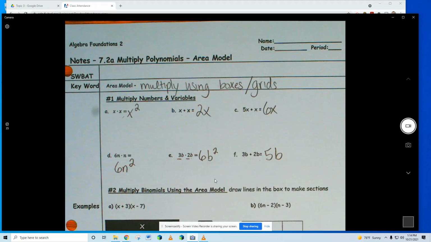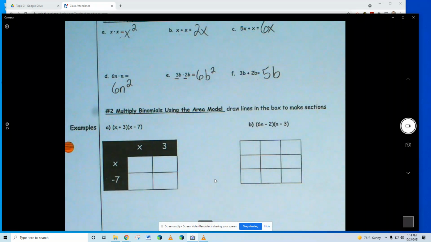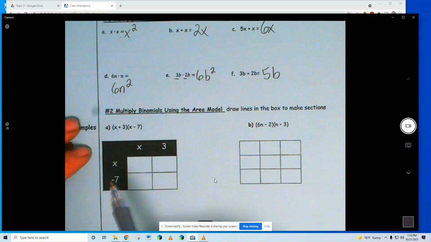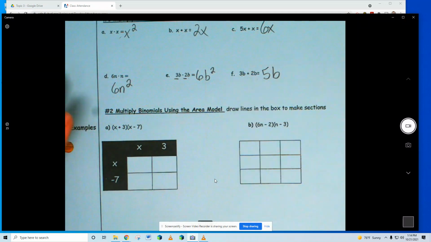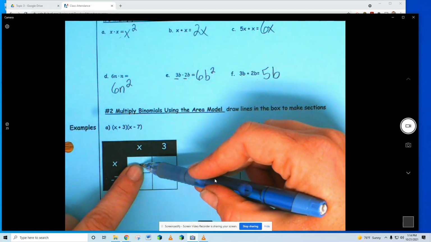So now we start our actual multiplication. What we have here is a binomial, x plus 3 times an x minus 7. So I wrote it along the side. Each box is going to have its own item. A plus sign or a minus sign would go with a number. So this means x times x. In this blank square, what's x times x?